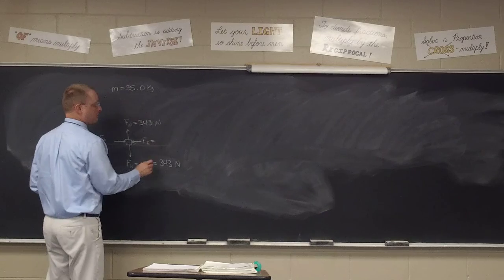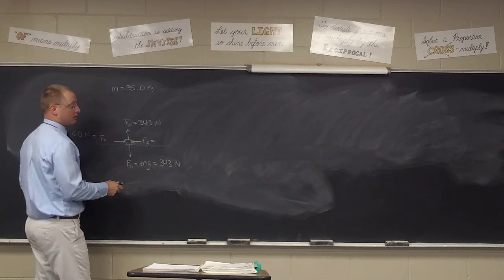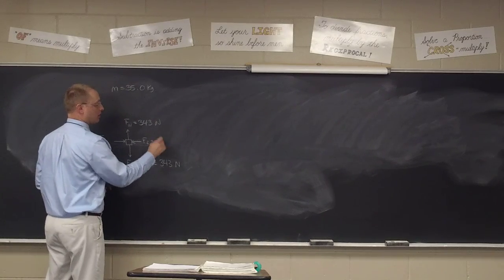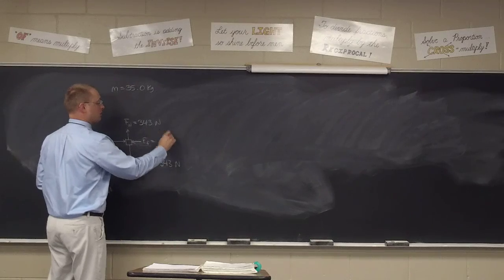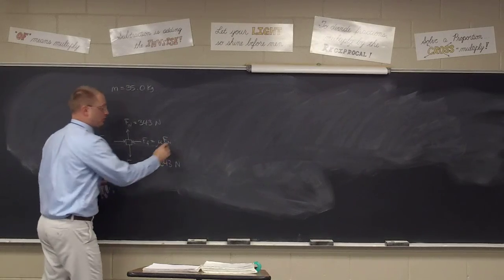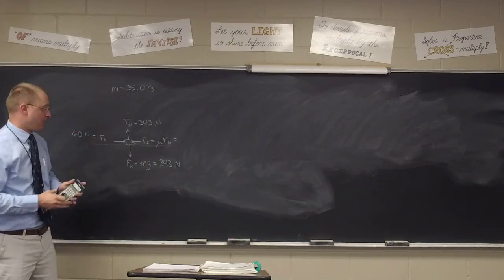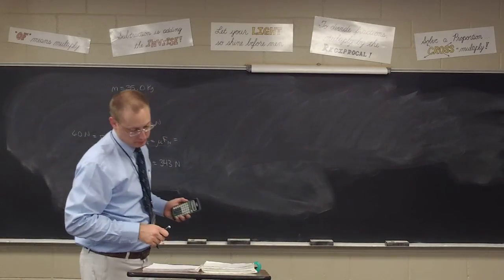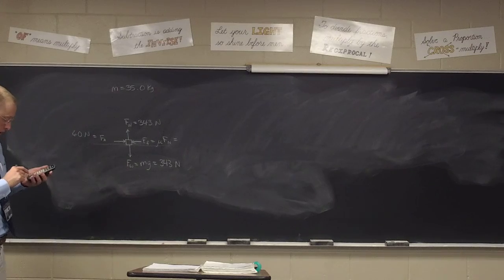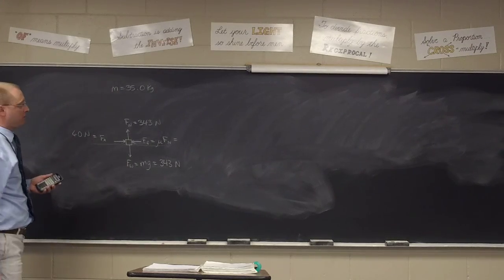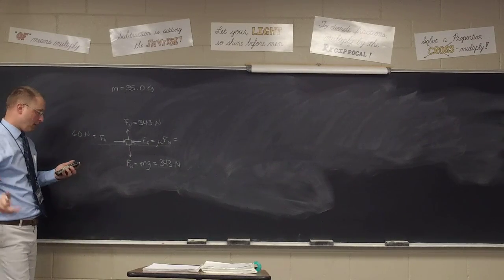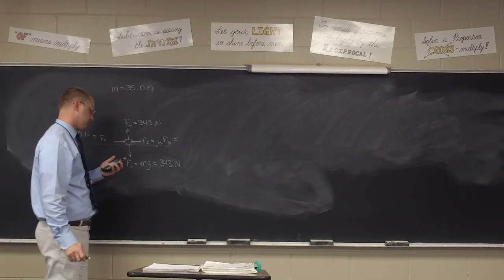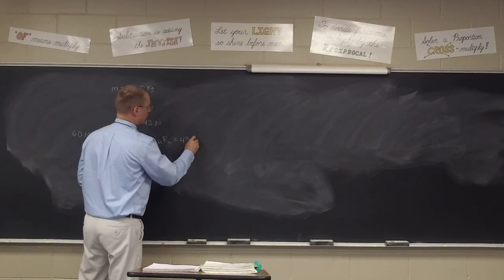Because we know friction can be found, class, by multiplying coefficient of friction times normal force, right? Now, we've got the 343 on the calculator. That's the normal force. What was the coefficient of friction? That is a very low coefficient of friction. And so, how much friction force is there? 49.735 newtons.